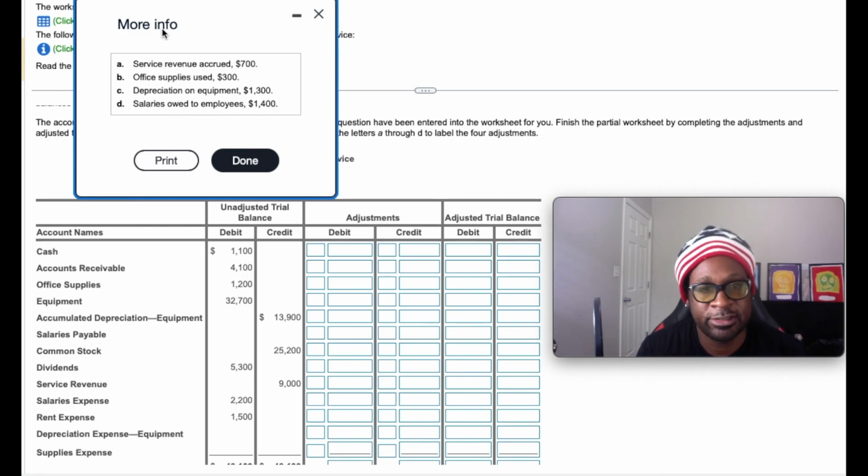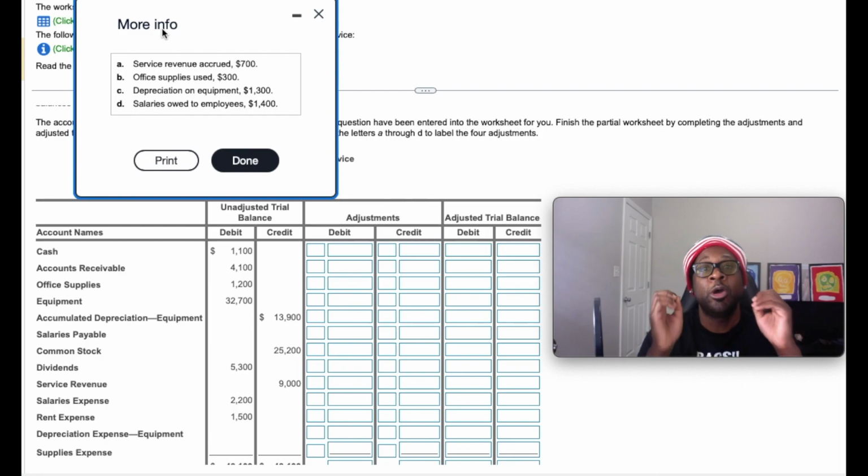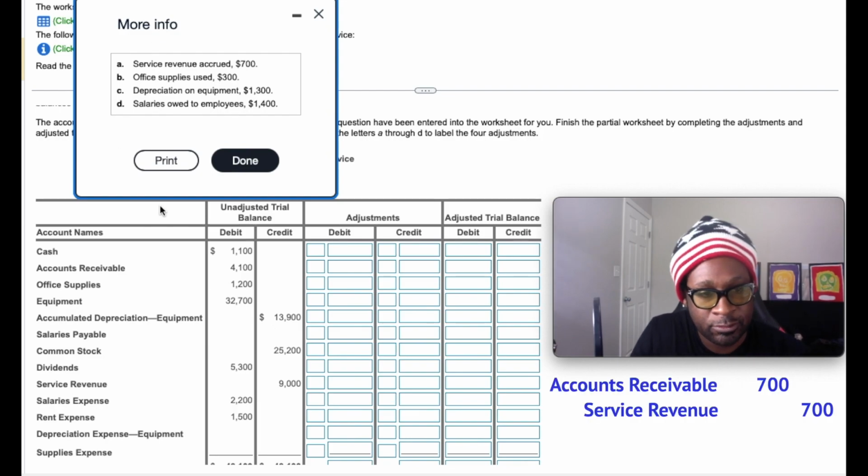A tells us that service revenue accrued for $700. Okay, gang, easy. Service revenue accrued: we know that in this particular situation, the revenue has been earned, but the cash has not been received. So we have to create a receivable as well as record the revenue. What we're going to do for A is debit accounts receivable for $700 and credit service revenue for the same amount.